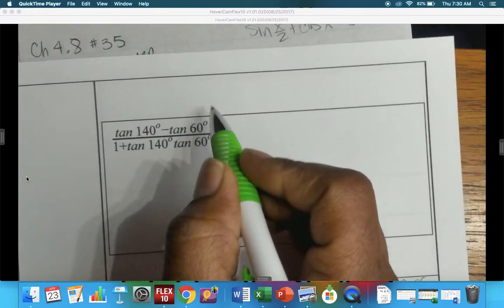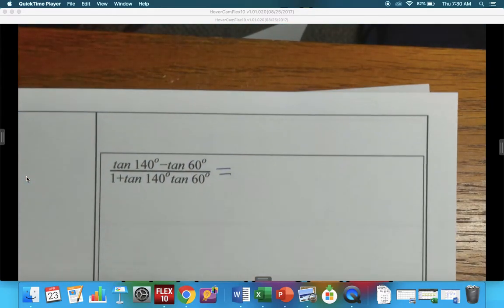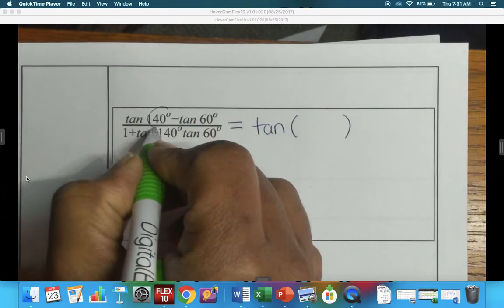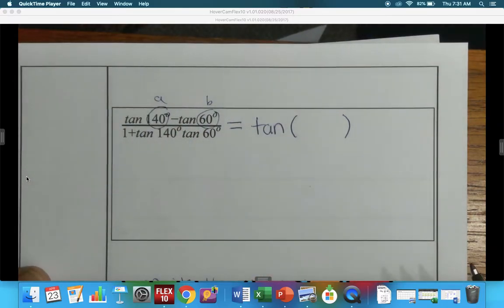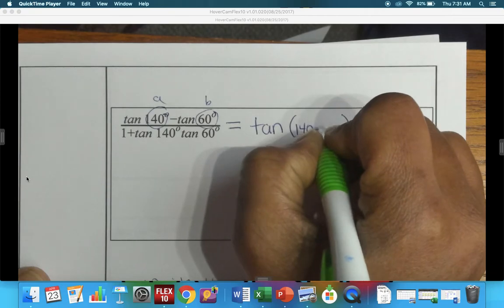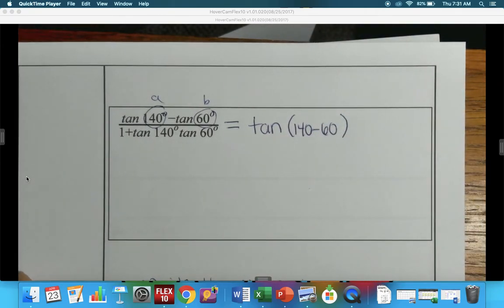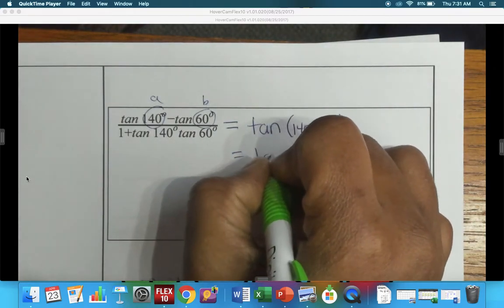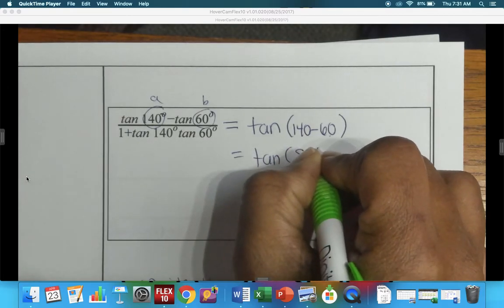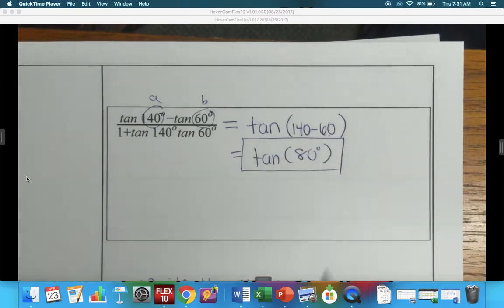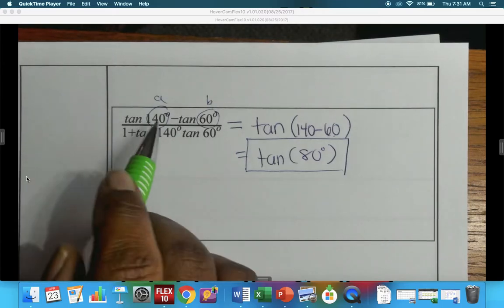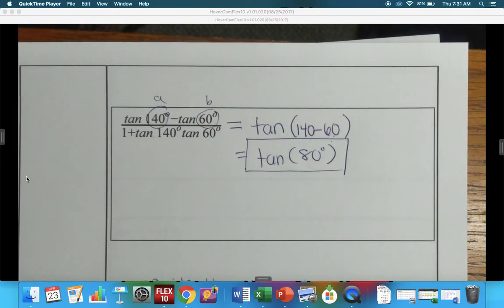So the formula says that all of this is supposed to equal tan of A minus B. All right, so tan of 140 minus 60. And now I'm almost done. It said condense it down to tan of one angle. This is tan of a couple angles. So tan of 140 minus 60 is 80. So this is me condensing it all the way down to just the tangent of one angle. Okay, once you know your A and your B, you go back into the formula and go in reverse.